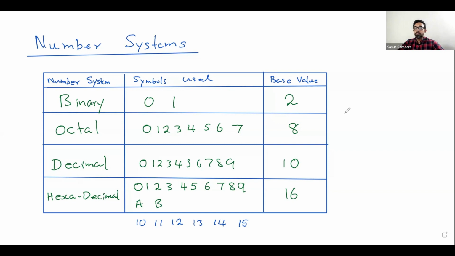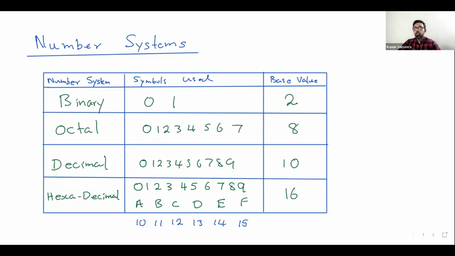Right? Therefore, we always use standard number systems because everybody knows that. Why should everybody know that number system? Then only we can communicate. Okay, right. A, B, C, D, E, F. That's it. Right. Those are the 4 number systems. The only thing you should remember is base values and the number of symbols. Base value and what are the symbols. Okay. If you can remember the base value, you can find the symbols anytime.